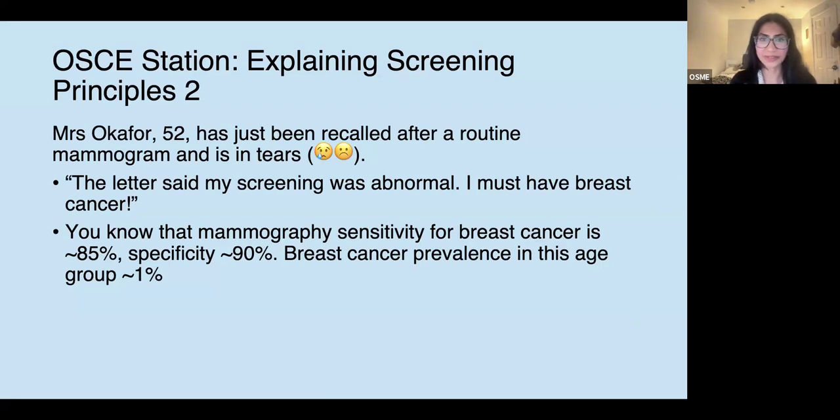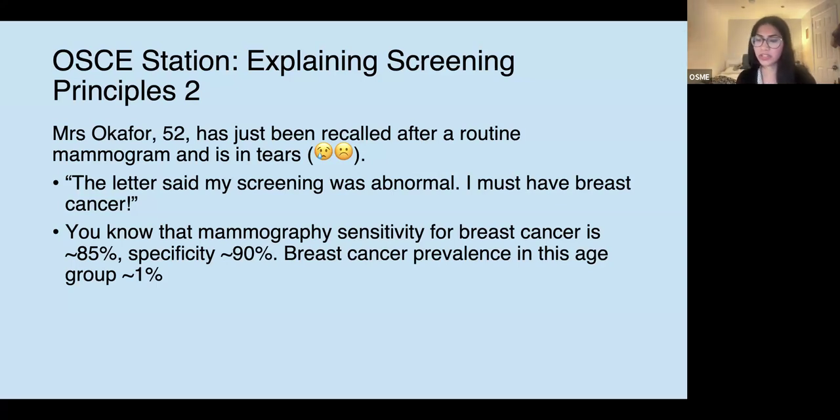So we're thinking about what she's worried about. She's got an abnormal test, so a positive result, and she's worried about if she truly has the condition. So we're looking at positive predictive value. Given that she's got a positive test, what's the likelihood that she really has breast cancer?